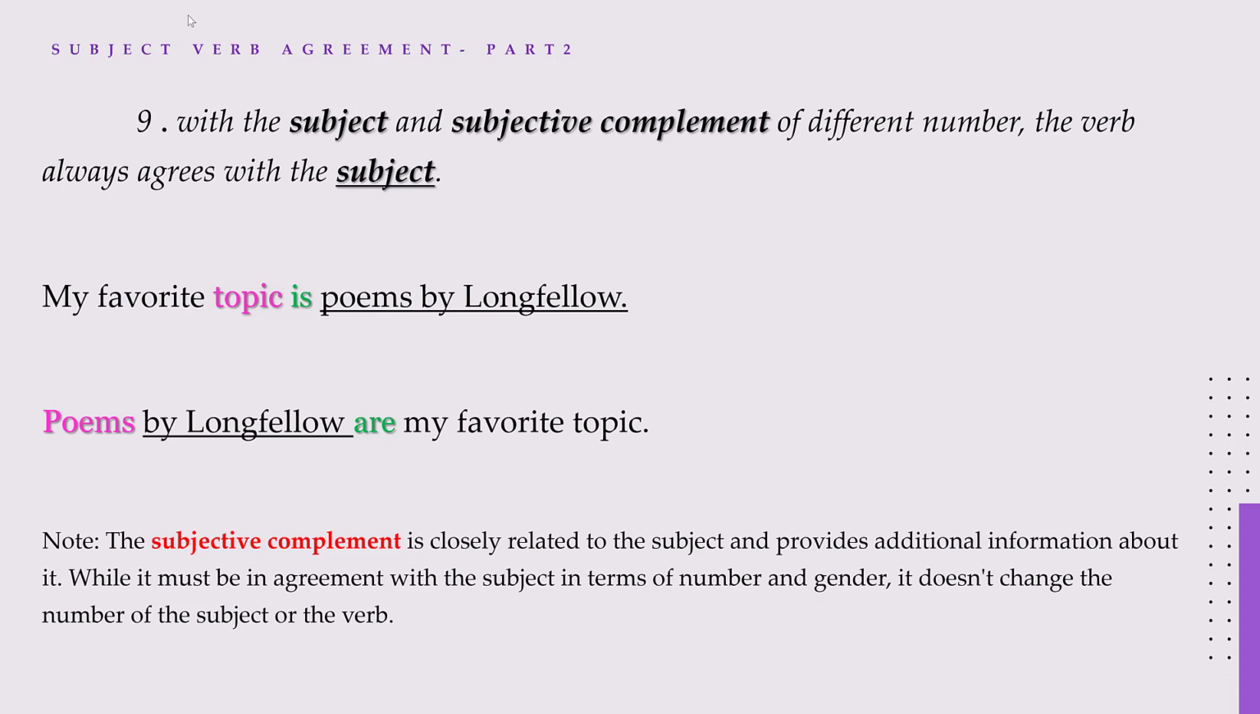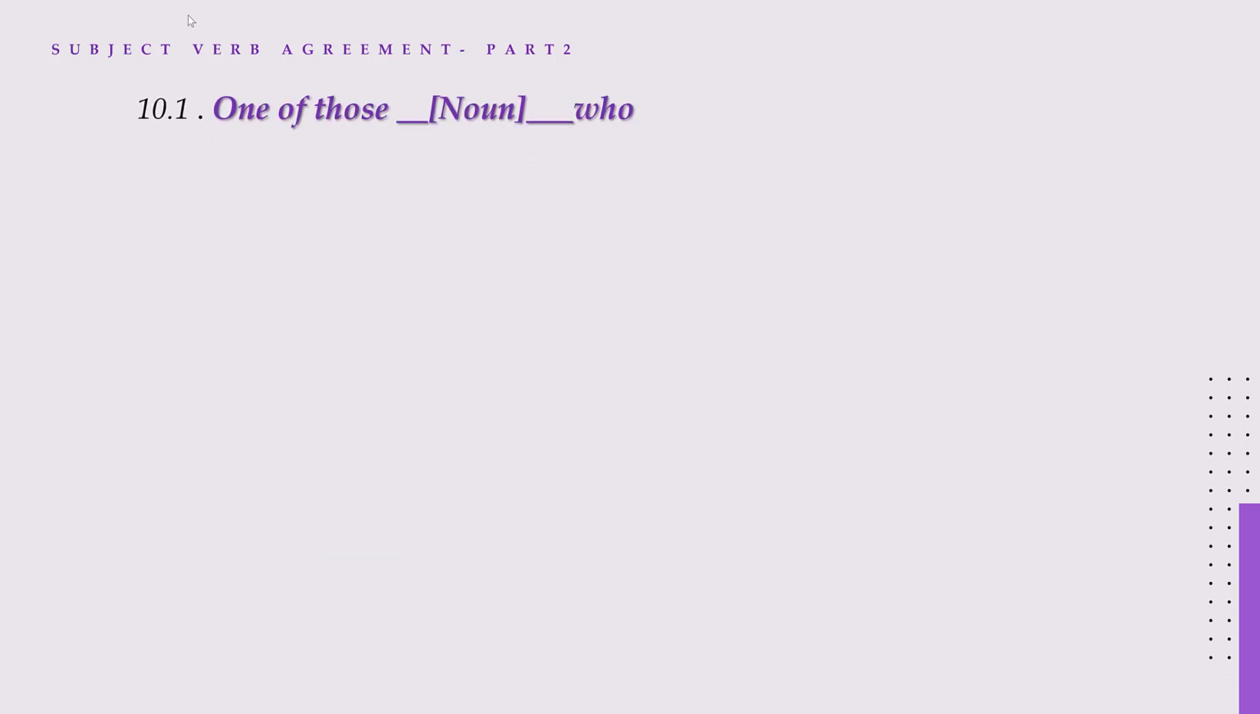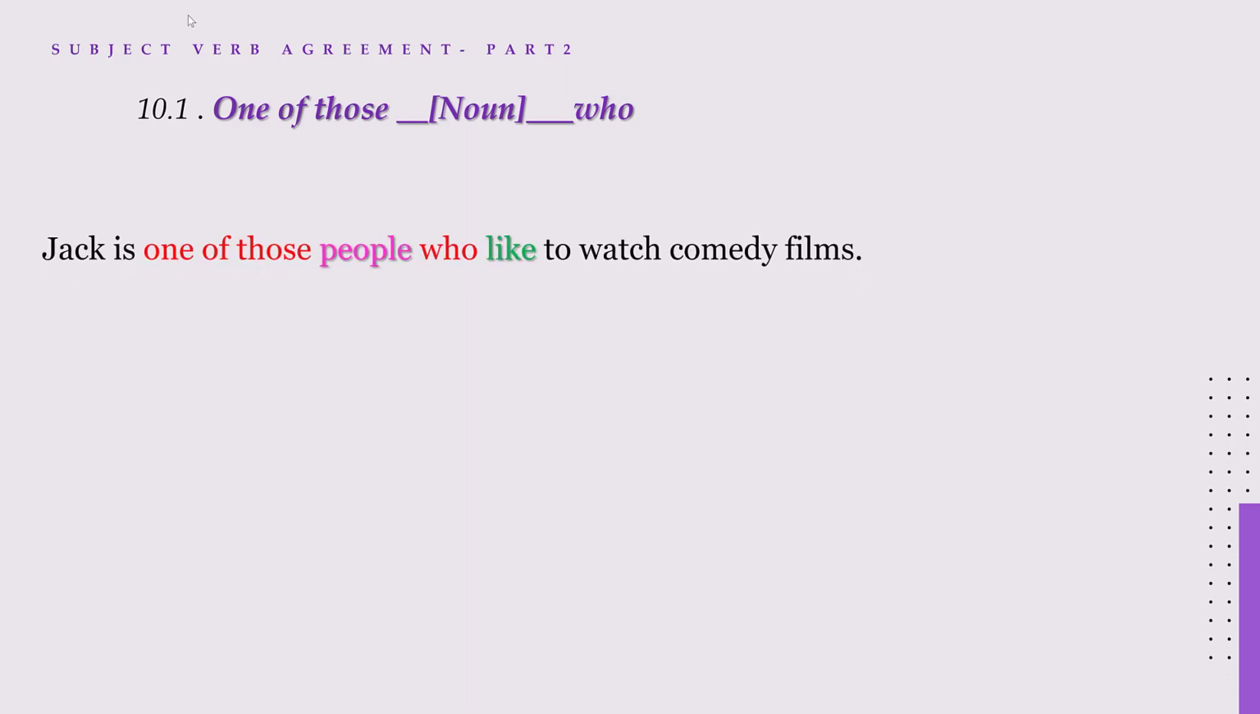Let's move on. Rule number 10. One of those who. With this structure, we use a plural verb. This structure is used to refer to a specific individual within a larger group or category. Jack is one of those people who like to watch comedy films.